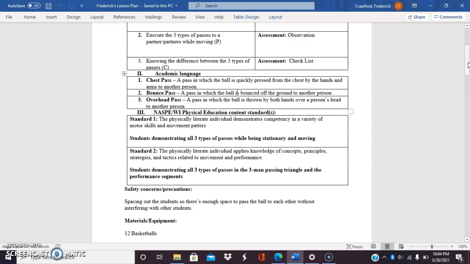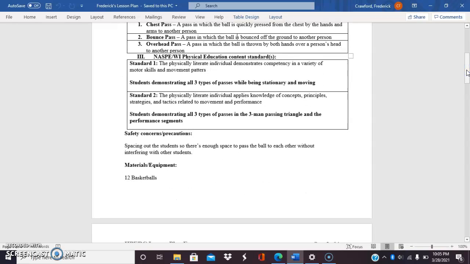Standard 2, the physically literate individual applies knowledge of concepts, principles, strategies, and tactics related to movement and performance. Again, students demonstrating all 3 types of passes in the 3-man passing triangle and the performance segments, which I'll talk about a little later. Safety concerns and precautions, there isn't really, but just spacing out the students so there is enough space to pass the ball to each other without interfering with other students.